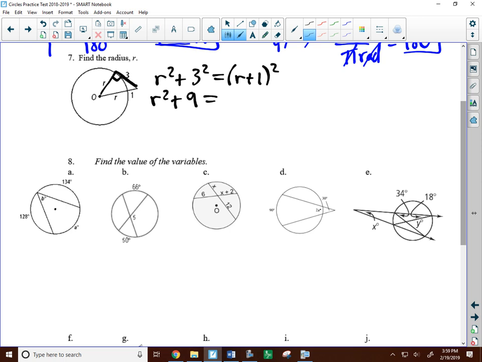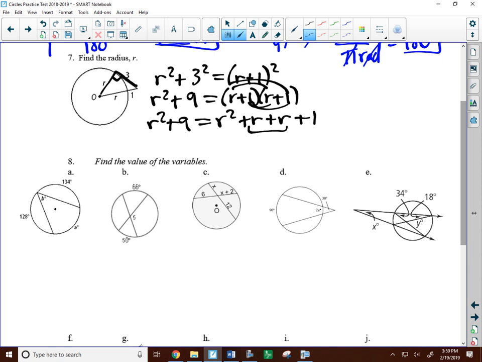The right side is not R squared plus 1. You have to FOIL. So let me write it out. It's R plus 1, R plus 1. So here's where I FOIL. R times R is R squared. R times 1 is R. 1 times R is R. 1 times 1 is 1.